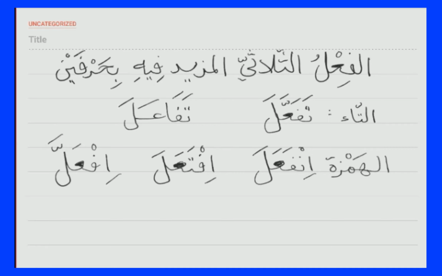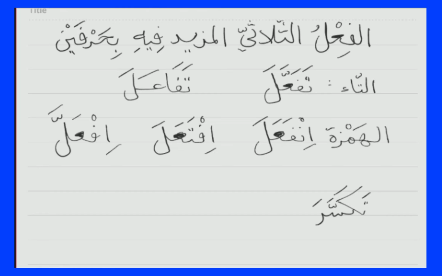2 extra letters. You have these 5 patterns here. Either it starts with a ta or it starts with a hamza. If it starts with a ta, you have these 2, tafa'ala and tafa'ala. And if it starts with a hamza, you have these 3, infa'ala, ifta'ala, and if'alla. These are all the maldis. So let's look at the mudari' and the masdar.